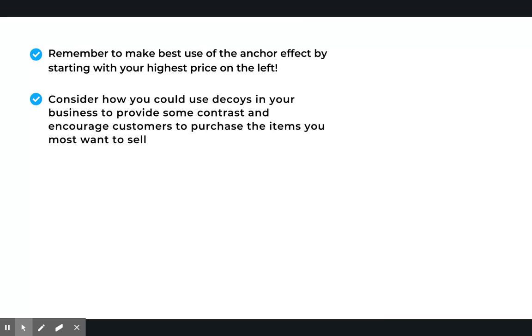Remember to make the best use of the anchor effect by starting with your highest price on the left. Consider how you can use decoys in your business to provide some contrast and encourage customers to purchase the items you most want to sell.